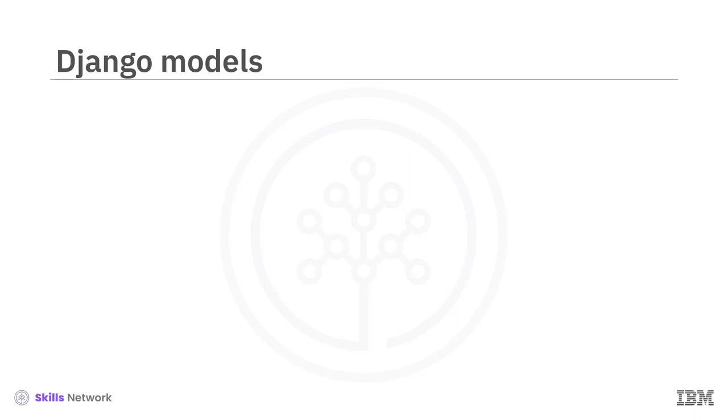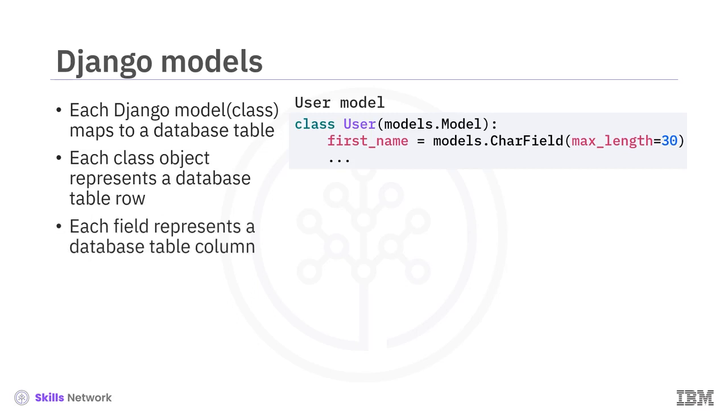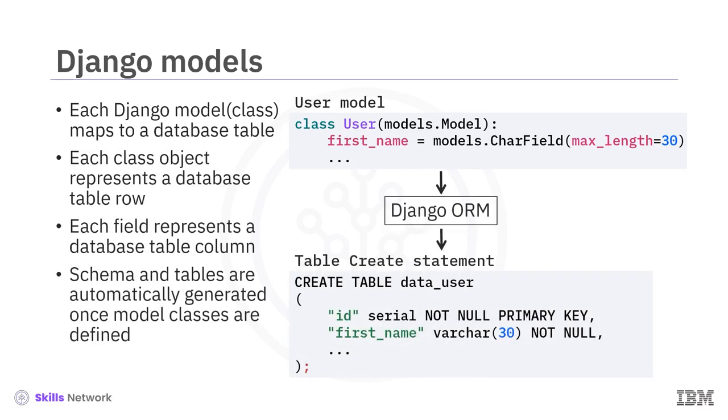In Django ORM, each Django model maps to a database table. When you create a class object, it represents a table row. Each field represents a table column. Schema and tables are automatically generated once model classes are defined.